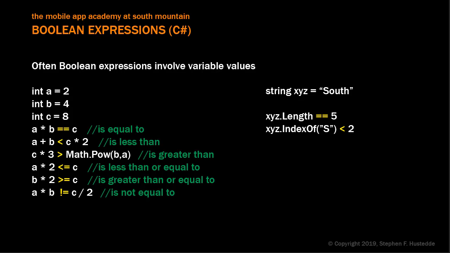So if xyz is a string containing the word South, then xyz.Length equals 5 is a true statement. There are 5 letters in that expression contained in xyz. xyz.IndexOf uppercase S, of course, would be 0, and 0 is less than 2. That is a true statement as well.